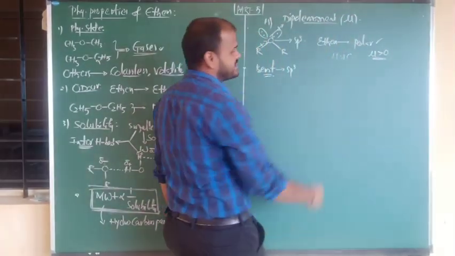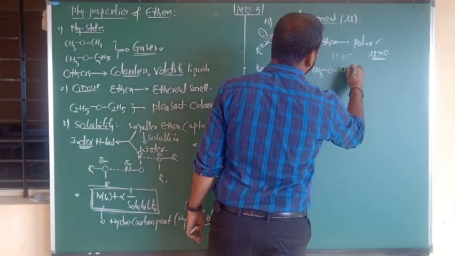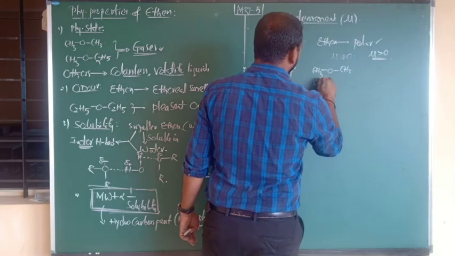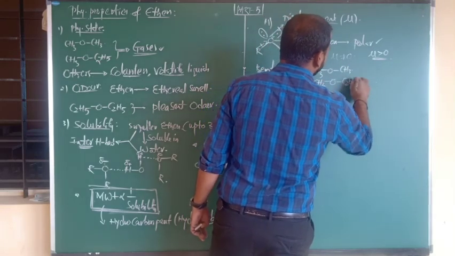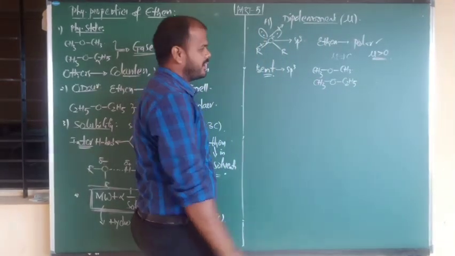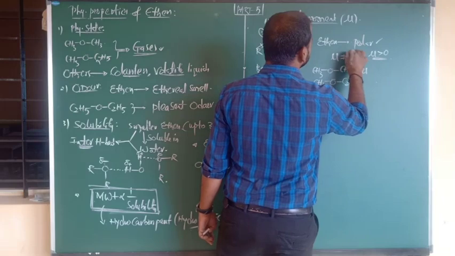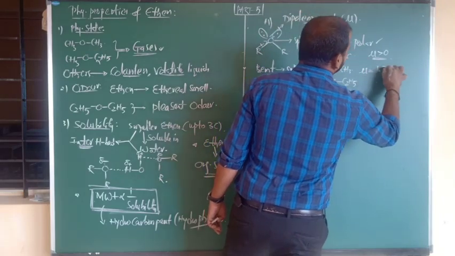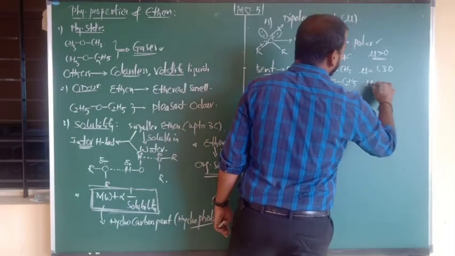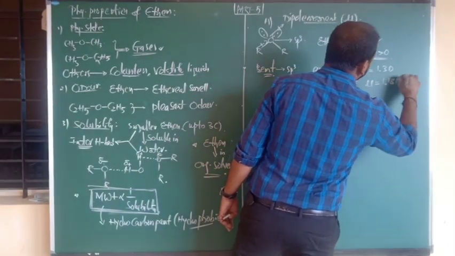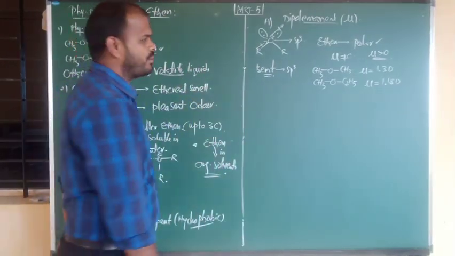Let me consider one example: CH3 bonded to O, again O bonded to CH3. One more example: CH3 bonded to O, O bonded to C2H5. Dimethyl ether has a dipole moment of 1.3 Debye units, and ethyl methyl ether has a dipole moment of 1.18 Debye units. Due to the bulky ethyl group, it causes a little less dipole moment.